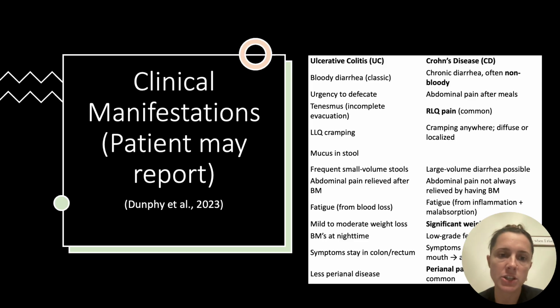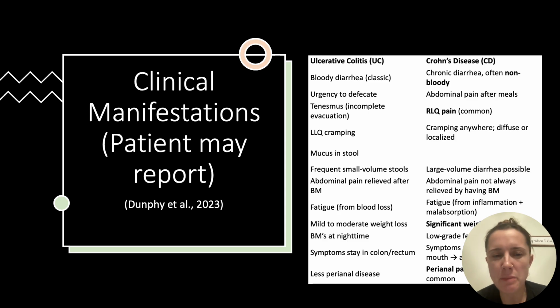So clinical manifestations, I went ahead and made a little graph here that shows you kind of the difference between UC and CD, and this is what patients may report to you. So with ulcerative colitis, you'll have bloody diarrhea. This is classic. But with Crohn's disease, they will have diarrhea, but it's usually not bloody. It can be, but not as prominent as UC. With UC, there's an urgency to have a bowel movement. So when these people need a bathroom, they need a bathroom quickly.